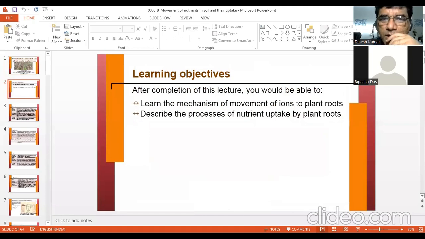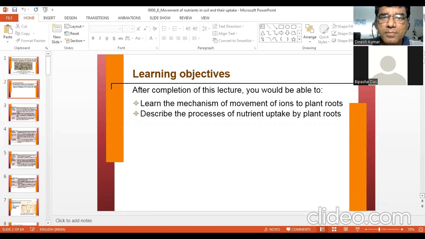Learning objectives are to learn the mechanism of movement of ions to plant roots. So the first part is that we will see how the nutrients are reaching the plant roots so that they can be taken up by the plants. Or is it the root which is reaching to the nutrients? So the first thing is that nutrients should come close to the roots.